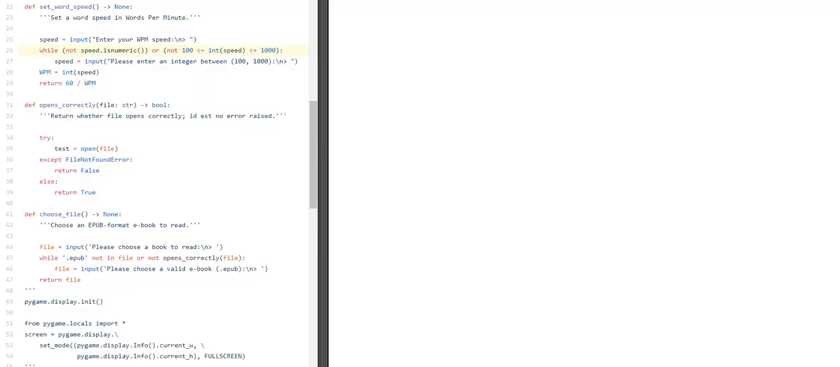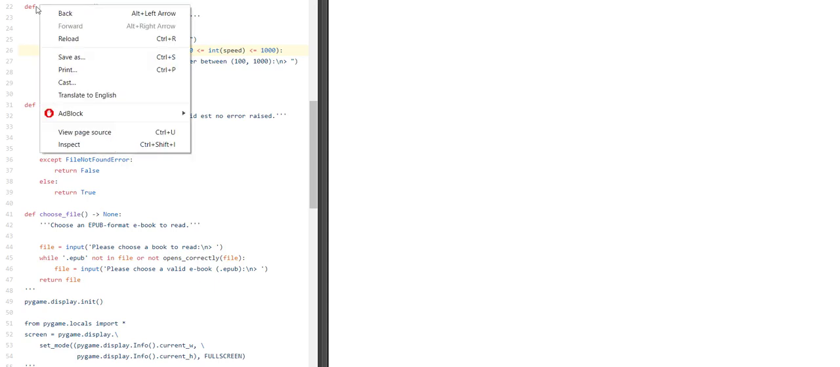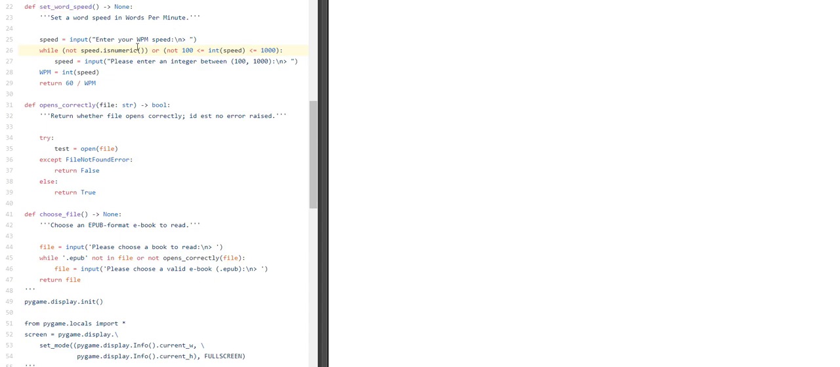I was looking through my GitHub repositories and I found this old piece of code, and I thought it's a good idea maybe to analyze the runtime of this set word speed function. And so that's what we'll do.